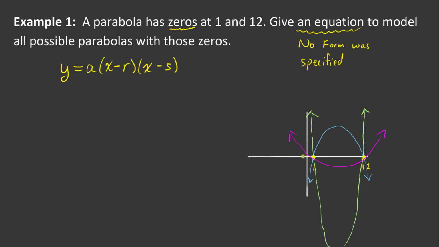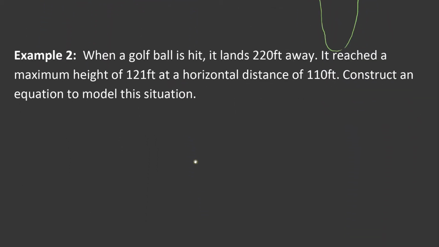And because we've been given that freedom and the only thing we know are the two zeros, the idea here is we really don't know what the a value is. And we're not going to be able to solve for the a value. We are going to have an equation where the a value remains a variable because it says for all possible parabolas with those two zeros. We're going to plug in our zeros, 1 and 2, and we're just going to leave it at that. We don't know what a is. That is the equation right here that models the parabola with these two zeros, an infinite number of possibilities. Moving on to the next example.